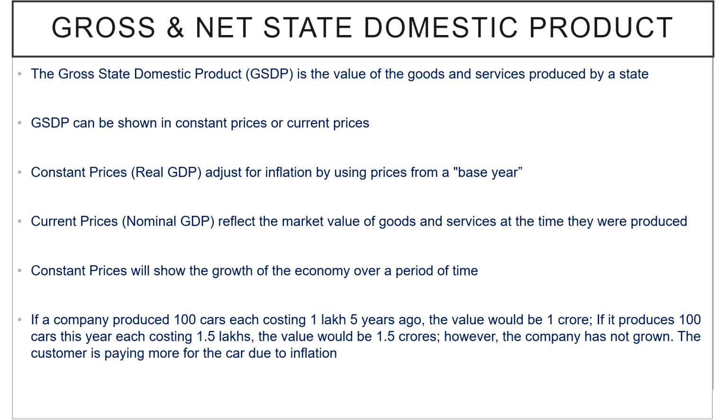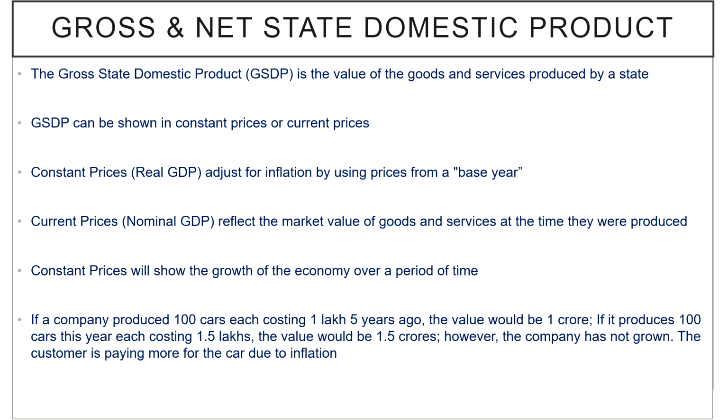Gross and Net State Domestic Product. The Gross State Domestic Product, GSDP, is the value of the goods and services produced by a state. GSDP can be shown in constant prices or current prices. Constant prices, real GDP, adjust for inflation by using prices from a base year. Current prices, nominal GDP, reflect the market value of goods and services at the time they were produced. Constant prices will show the growth of the economy over a period of time.